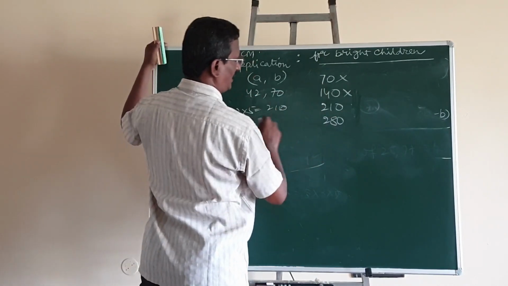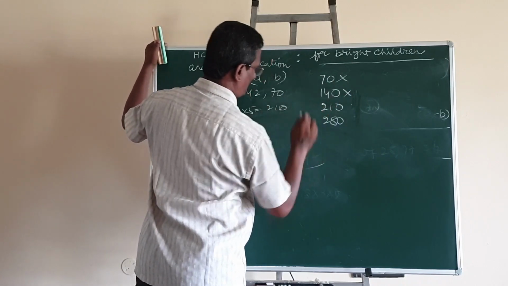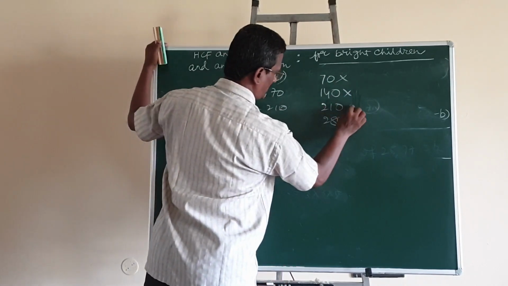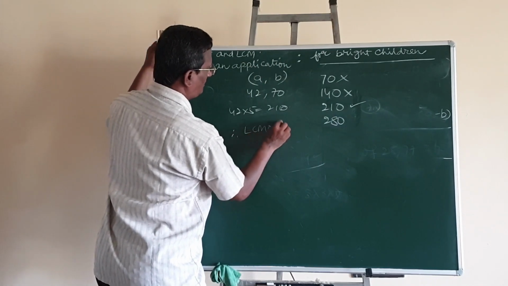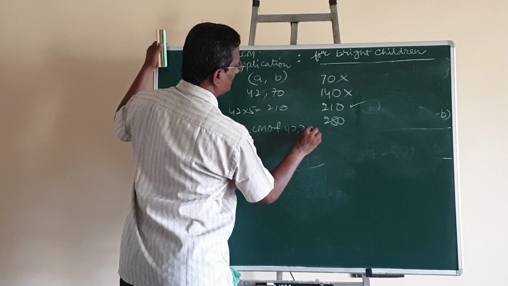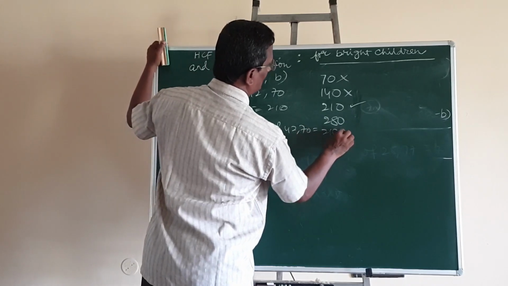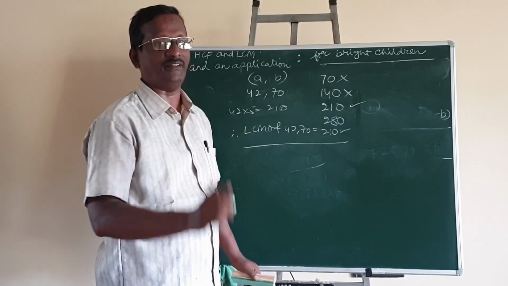42 does not divide 70, cut. 42 does not divide 140, cut. 42 divides 210. Therefore, LCM of 42, 70 is equal to 210. This is the most simple way.